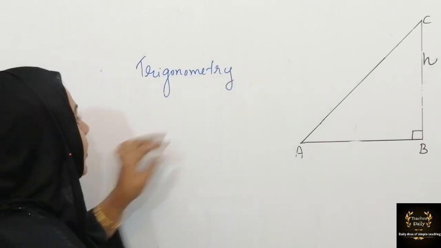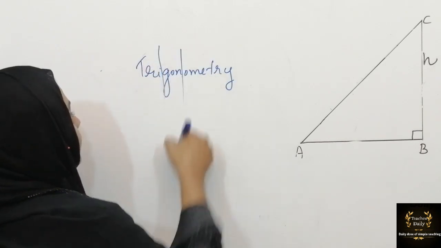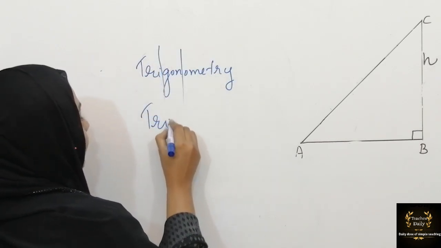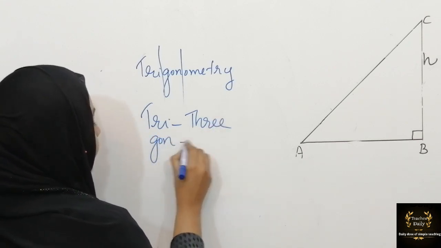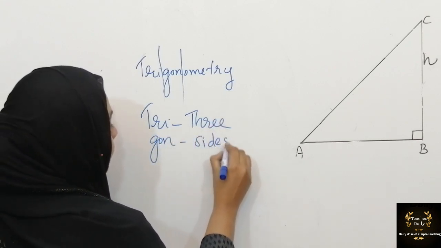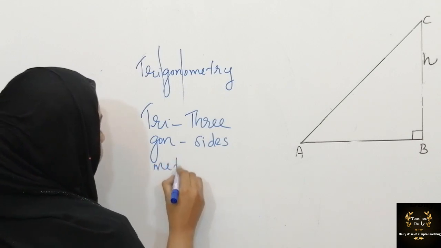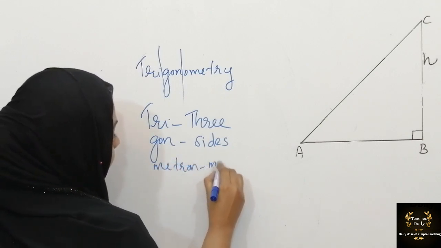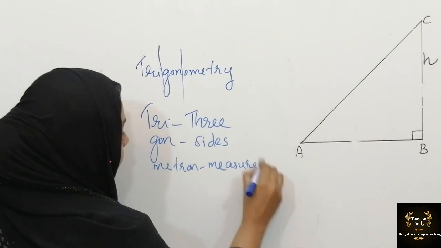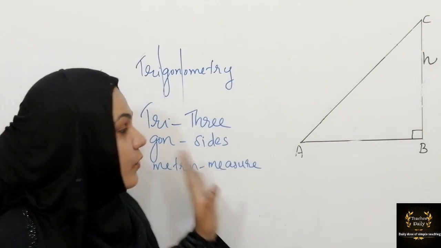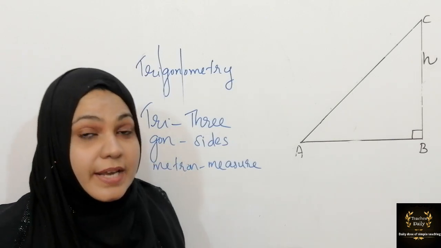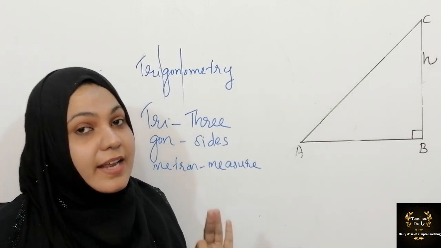It is the combination of three words. So I will split this. Tri means 3, gon means sides, metron means measure. In trigonometry we use only right angle triangle. So what is trigonometry? It is the combination of sides and angles of a triangle.